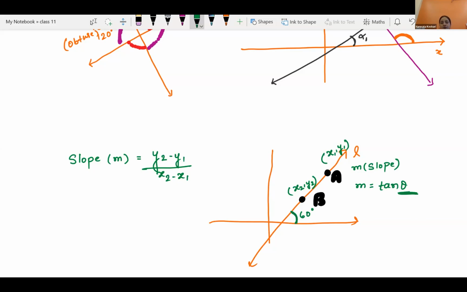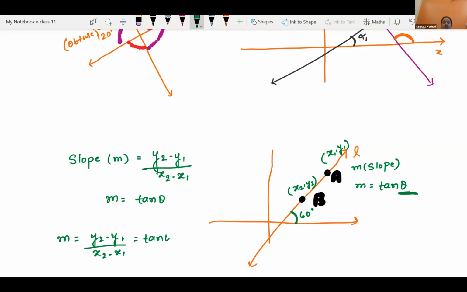Now, the same slope can also be found with the help of tan theta. So we say there are two formulas for m. One is y2 minus y1 by x2 minus x1, and another is tan theta.